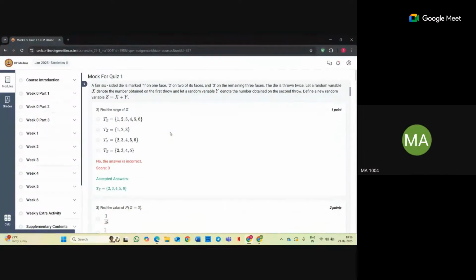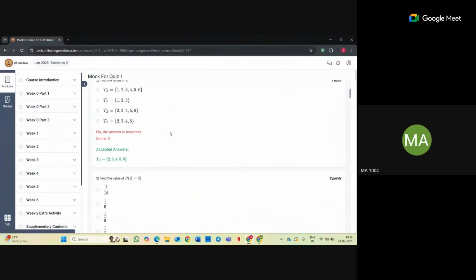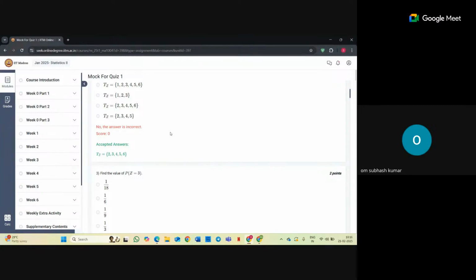Now find the value of probability of z equals to 3. 1 by 9, ma'am. 1/9. 1/3 square. 1/9 is coming. So everybody is getting the answer? Any doubt? Okay.